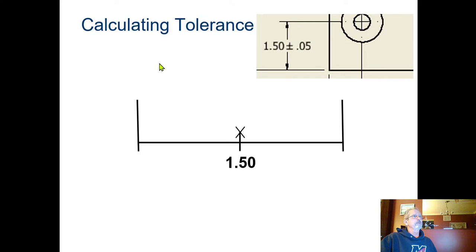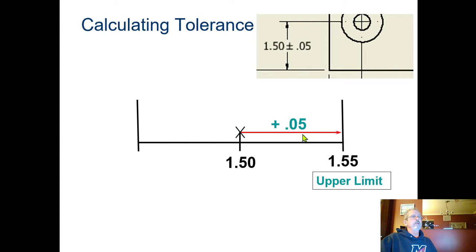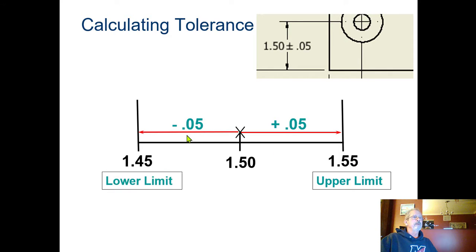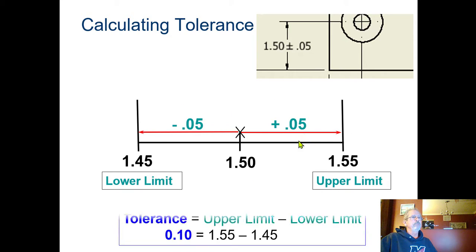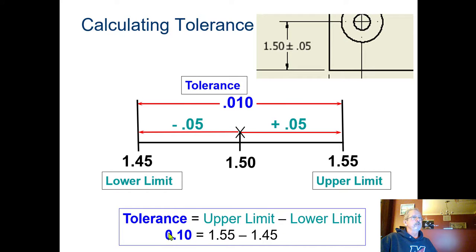All right, let's take a look at this calculating tolerance. It's really very simple. We have the 150 here. Okay, we know that we can be bigger by 500ths of an inch. So the upper limit being 155. We know we can be smaller by 500ths of an inch. So that's 145 for your lower limit. So when we take these two and we add those together, we're going to get a total tolerance of 10 hundredths of an inch. That will be on the exam.